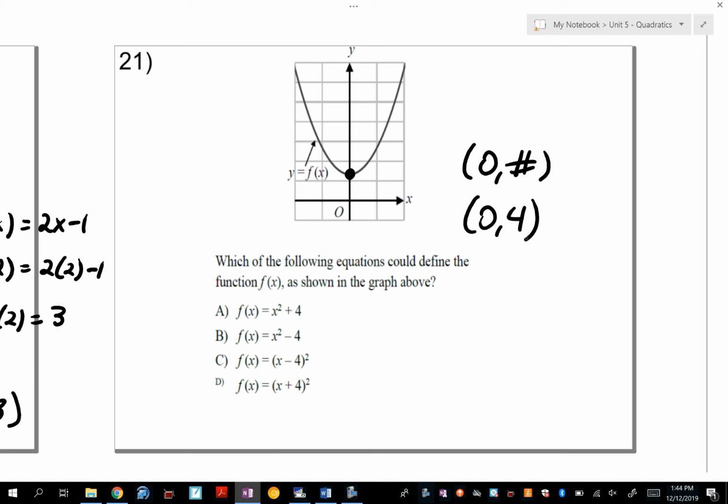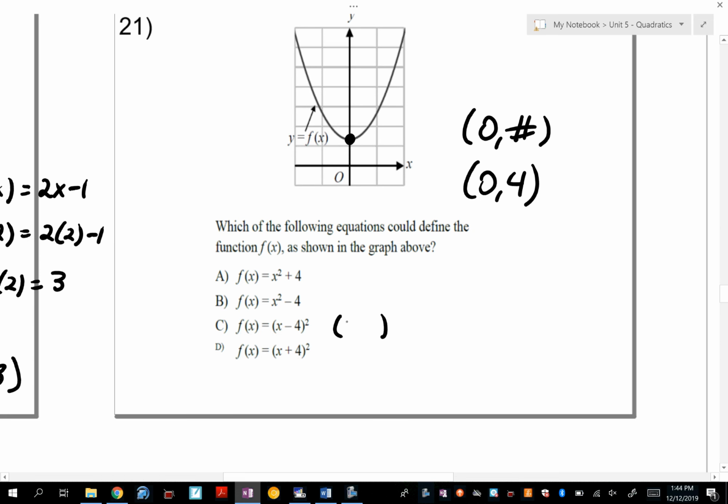In vertex form. What's the vertex for function C? 4, 0. And what about the vertex for D? Negative 4, 0. Is that the vertex I want? No, so it's not C or D. So the question is, is it A or B?